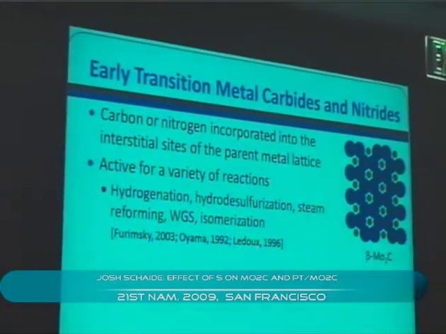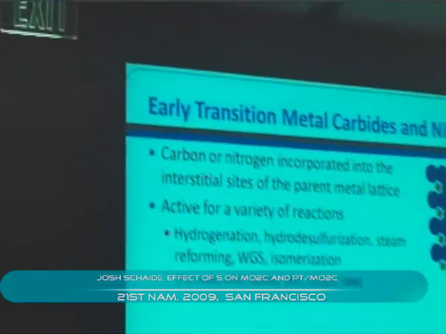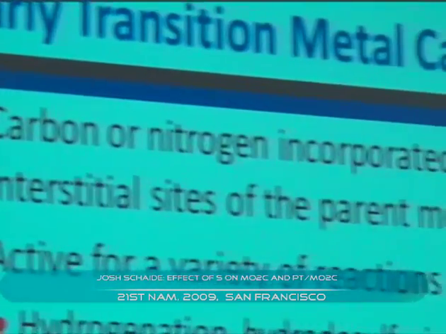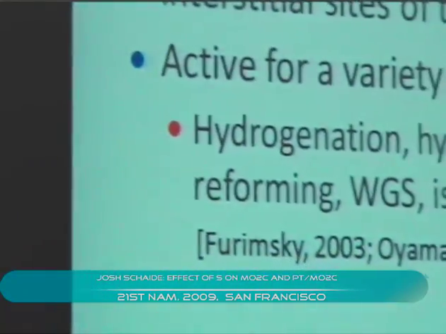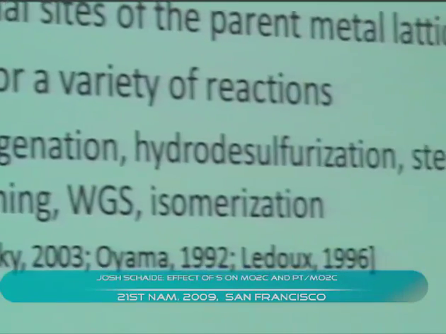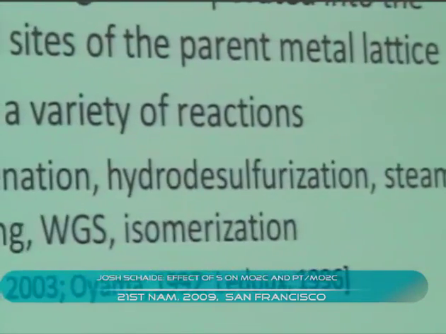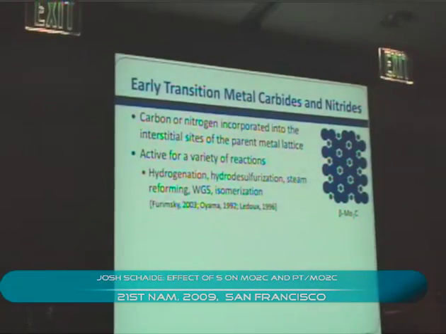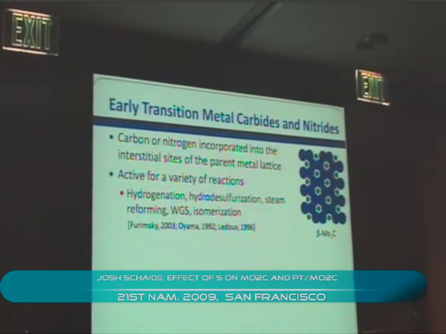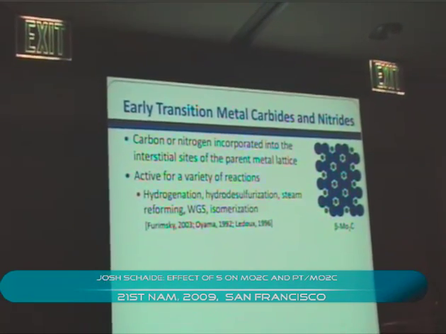So one class of materials that present themselves as potentially being resistant to sulfur poisoning are early transition metal carbides and nitrides. These materials are just carbon or nitrogen incorporated into the parent metal lattice in the interstitial sites. Shown here is a beta moly carbide example with the molybdenum atoms in blue and the carbon atoms shown in green. These materials have been shown to be active for a variety of reactions: hydrogenation, isomerization, water gas shift. The list goes on. And as I mentioned, they've been reported to be resistant to sulfur poisoning.